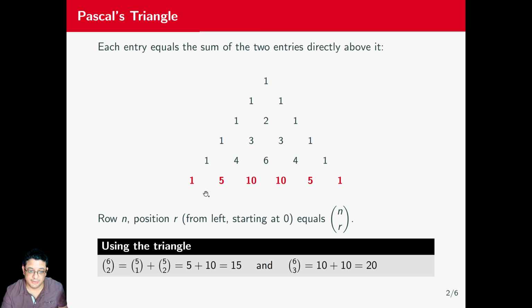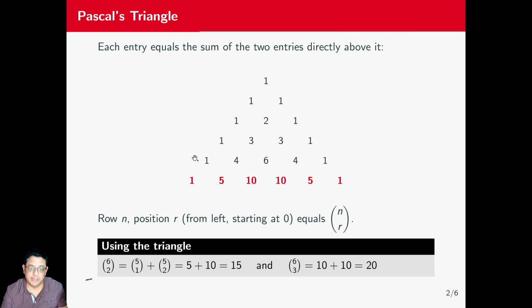You're going to have 1, 6, 15, and then for the entry 3, you're going to have 20, which matches with row 6, position 3. And of course, we're not counting the 1 as a position, because we start at position 0, then position 1, 2, and so on and so forth. So this will be position 0, position 1, position 2, position 3, position 4, and so on.